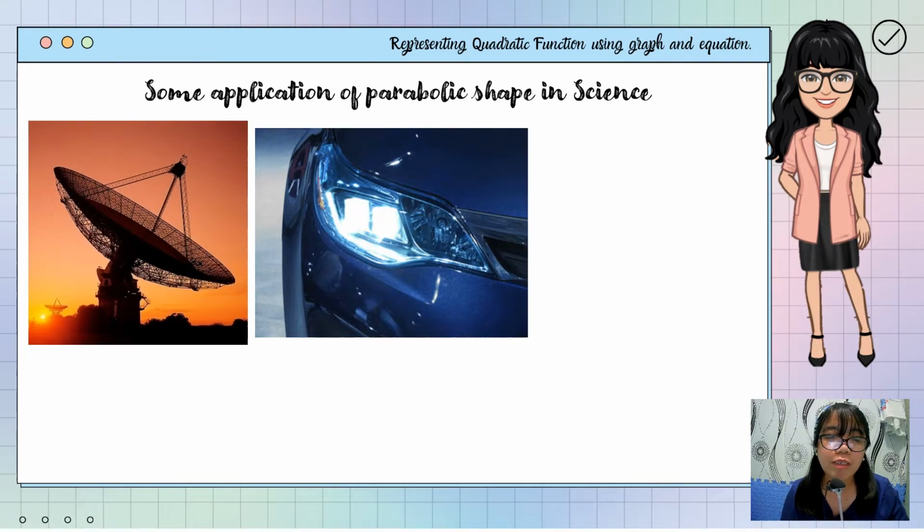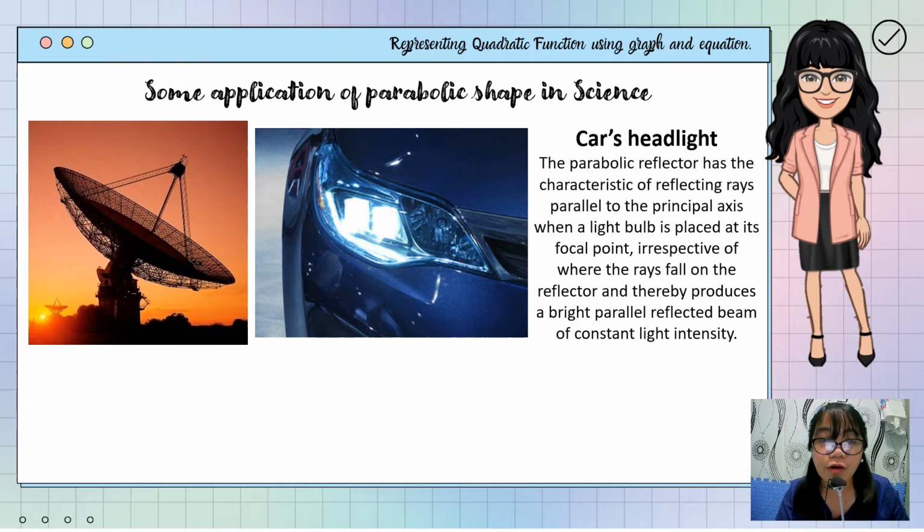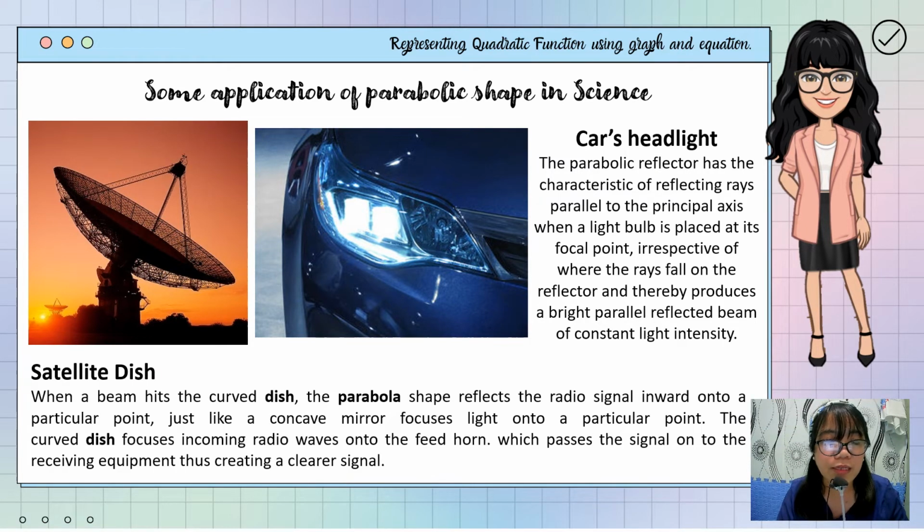Now here are some applications of parabolic shape in science. We have the car's headlight. So the parabolic reflector has the characteristic of reflecting rays parallel to the principal axis when a light bulb is placed at its focal point, irrespective of where the rays fall onto the reflector, and thereby produces a bright parallel reflected beam of constant light intensity.